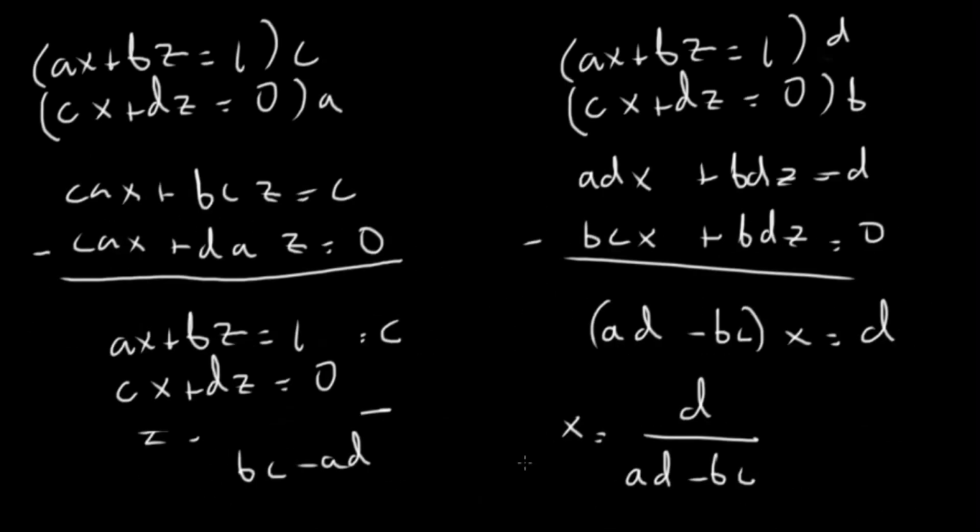All right, so in doing all of this miserable algebra, we got that X, the inverse matrix is, let me find it, it's right here, D divided by AD minus BC.